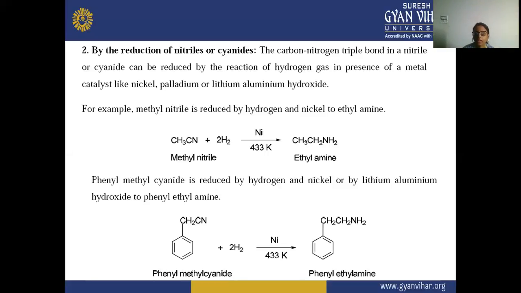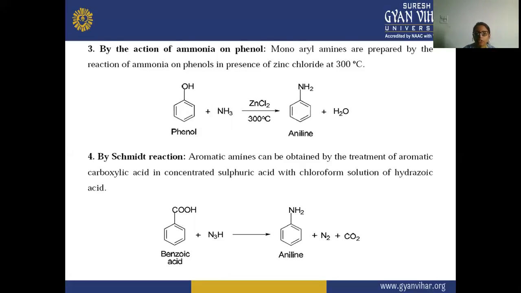So in this methyl nitrile, a reduction is happening, and in the presence of nickel there is a formation of ethylamine. So phenyl methyl cyanide is reduced by hydrogen and nickel, or by lithium aluminium hydride, to phenylethylamine. So in this reduction of nitrile or cyanide, the nitrile is reduced and there is a formation of phenylethylamine.